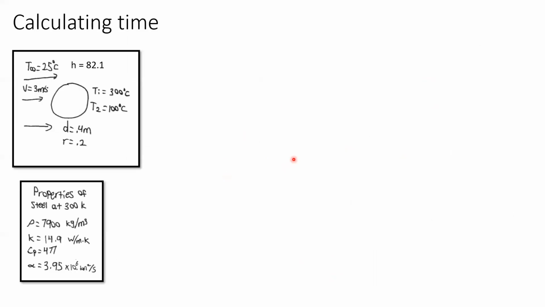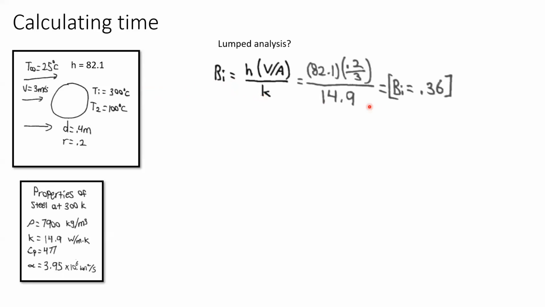So now, given our external convection factor, we're going to calculate the time it takes for the steel ball to cool down from 300 to 100. So now it becomes a transient heat transfer problem. We're going to check to see if it's a lump system. To do that, we'll calculate the Biot number. Plugging in our values, we get the Biot number to be 0.36. So if you recall, to use a lumped analysis, the Biot number has to be less than 0.1, which is not the case here. So we can't assume lumped. So we'll just do the spatial analysis.